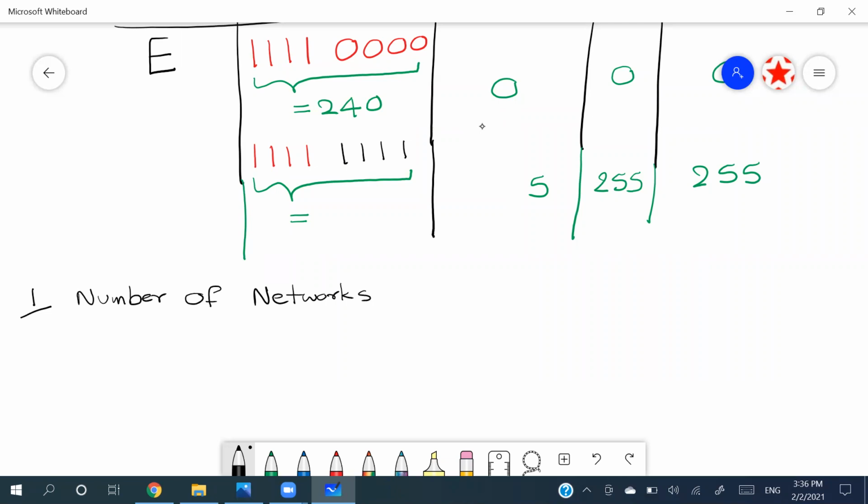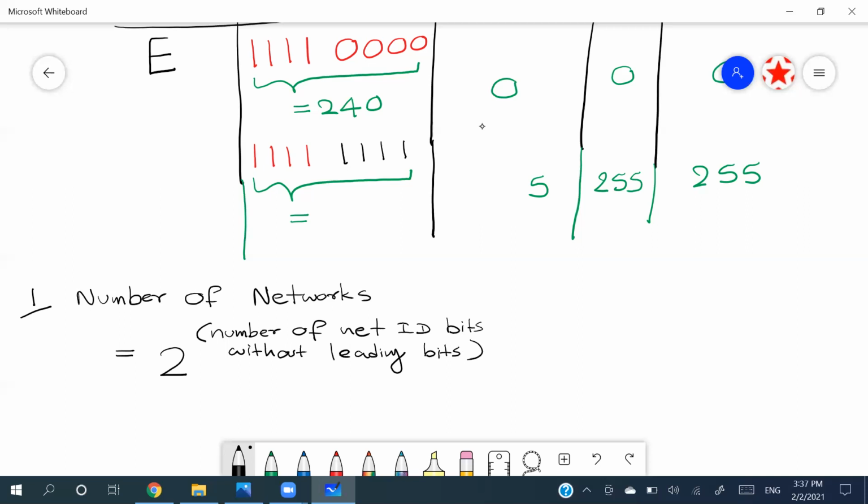So this can be equals to 2 to the power number of net ID bits without leading bits, right? So number of networks is equal to 2 to the power number of net ID bits without leading bits.